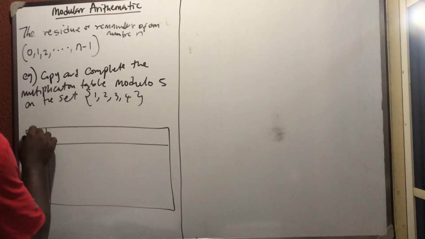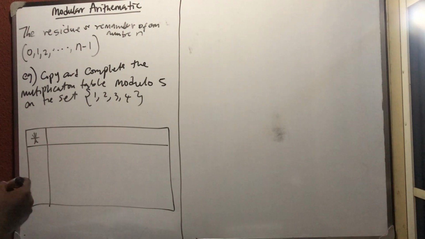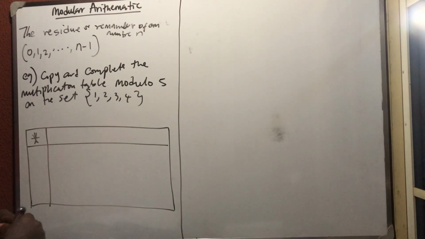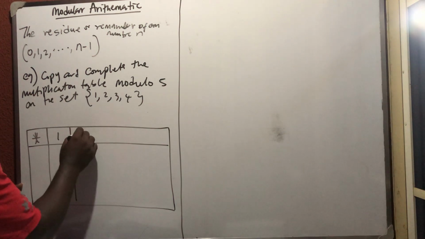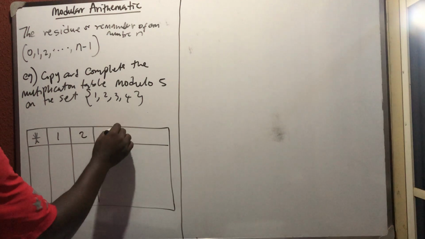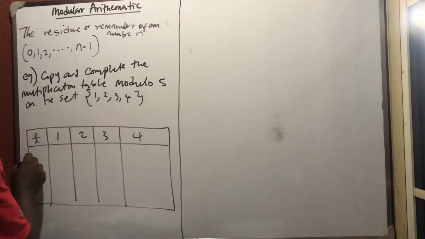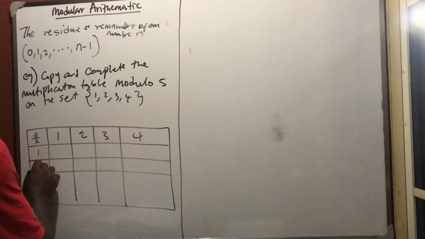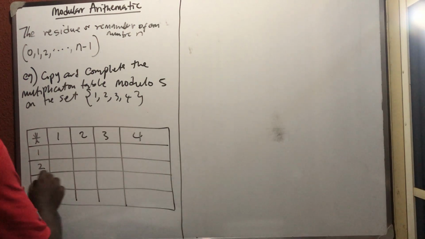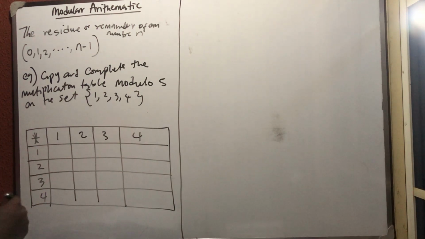So they say that we have an operation star. You can watch my video on a binary operation. It will help you to understand this topic very well. I'm having 1, 2, 3, and 4 here, and 1, 2, 3, and 4 here. Now we want to solve this.